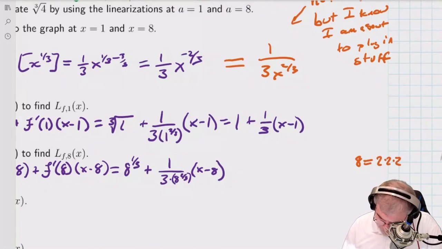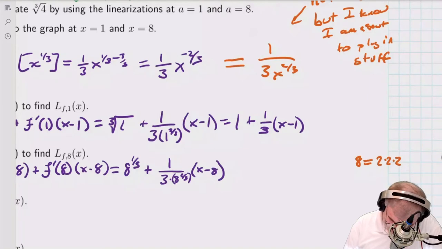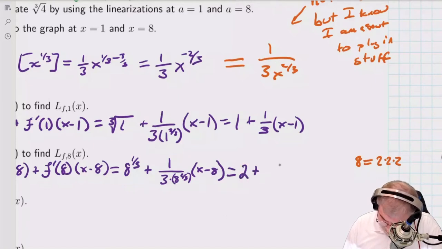So what I want is 1 third of the 2-ness. That's 2. And down here, I want 2 thirds of the 2-ness. That's going to be 4. So I'm going to get 8 to the 1 third. I want 1 third of the 2-ness, which is 2, plus 1 over 8 to the 2 thirds, which is going to be times 4. I've got an x minus 8 here.